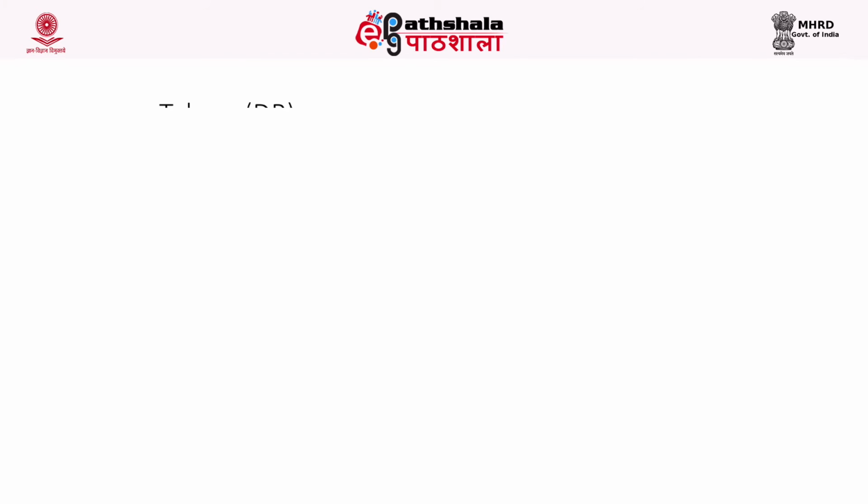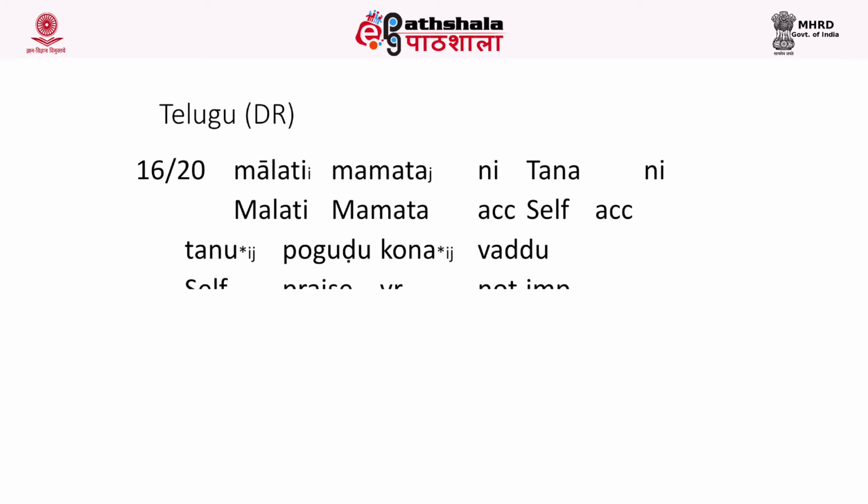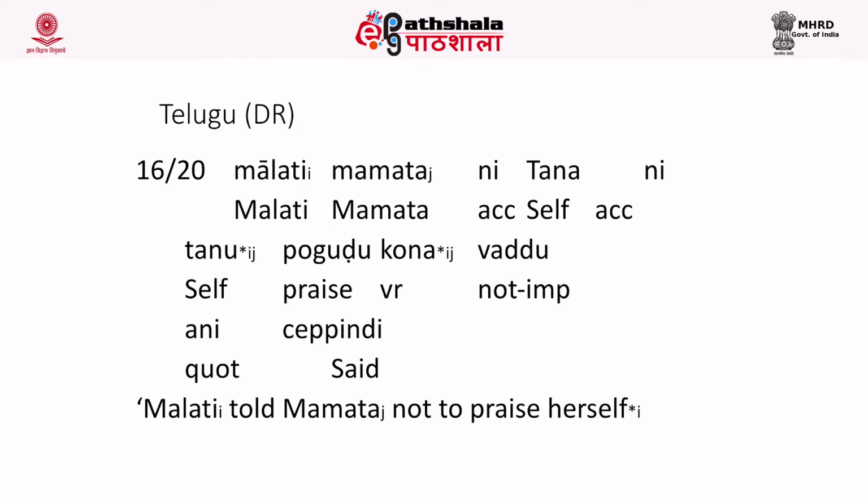Take sentence number 16.20. Malati Mamatani tanani tanu pogudukonavaddu ani cheppindi. Here, you have two aspects to deal with. You have tanani tanu, which is a complex anaphor, and pogudu is praise, koni is a verbal reflexive. So you have two features to deal with, namely a complex anaphor in the embedded clause and a verbal reflexive in the embedded clause. As you can guess, this sentence would permit only the co-indexation of the anaphor with the local subject and not with the matrix subject.